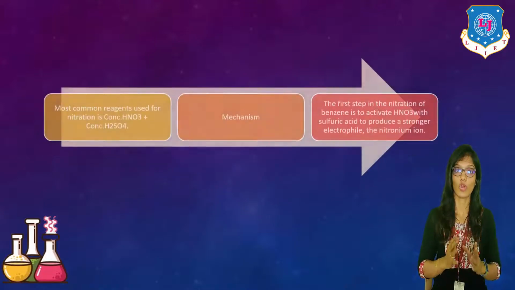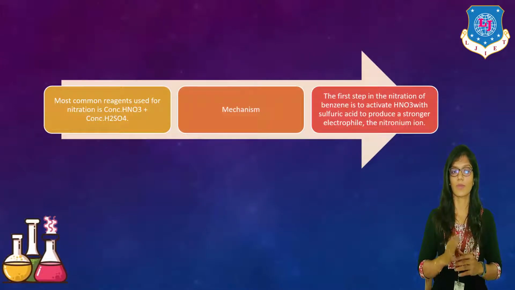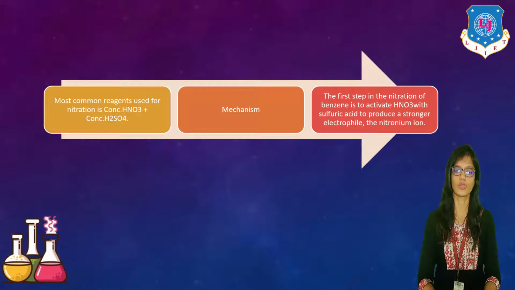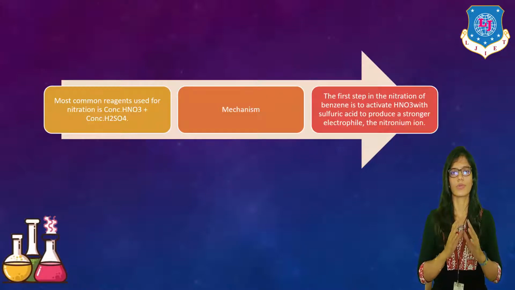But from all of these nitrating agents, the most common reagents used for nitration are concentrated HNO3 and concentrated H2SO4. Generally, the concentrated HNO3 plus concentrated H2SO4 combination is the most widely used combination for nitration purposes. Okay, now let's talk about the mechanism of nitration.